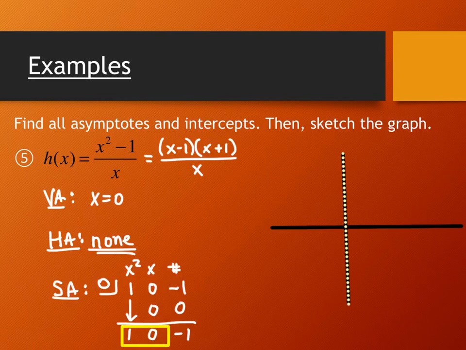is the important part. The remainder does not matter for slant asymptotes. The remainder won't be 0, okay? Otherwise, you wouldn't have a slant asymptote. But the part that I just boxed in is the part that matters.